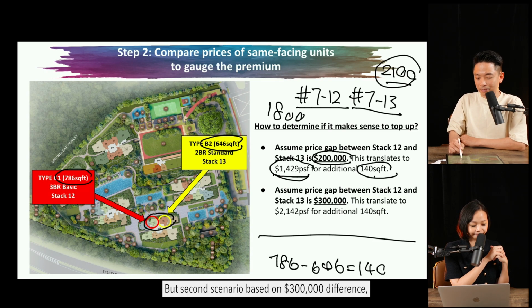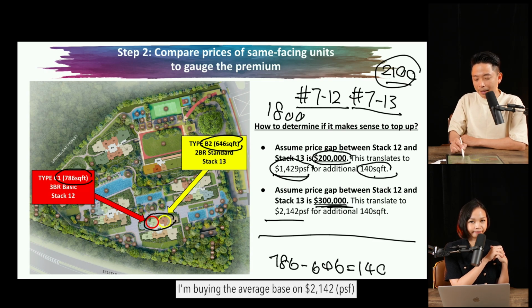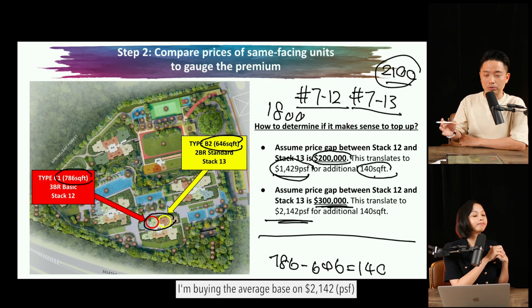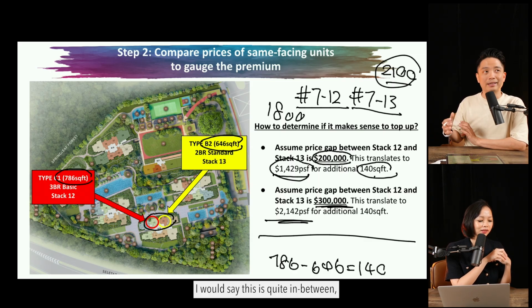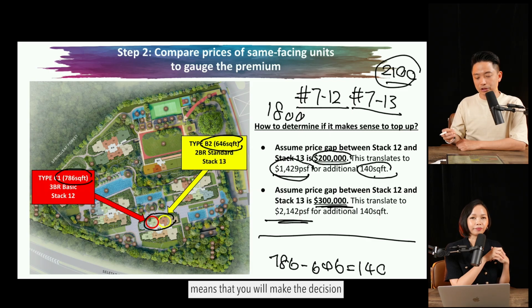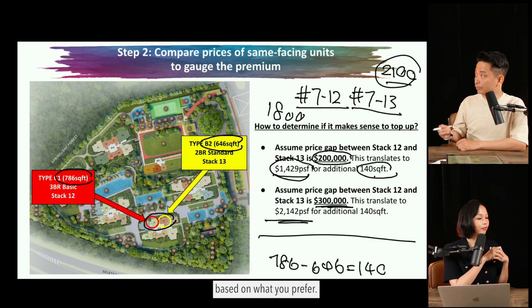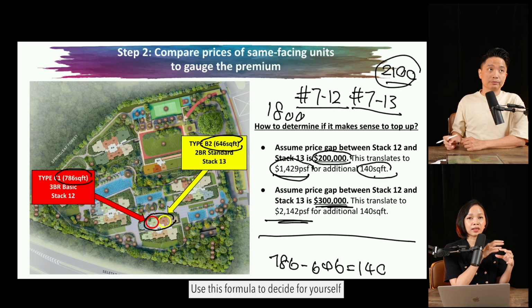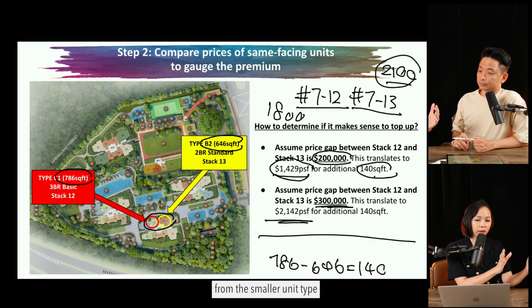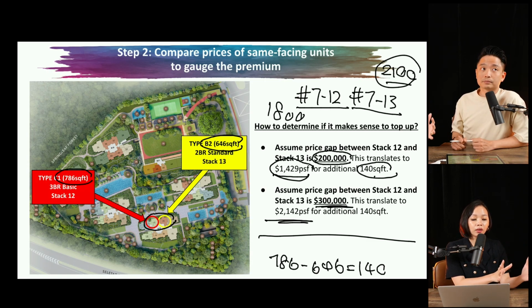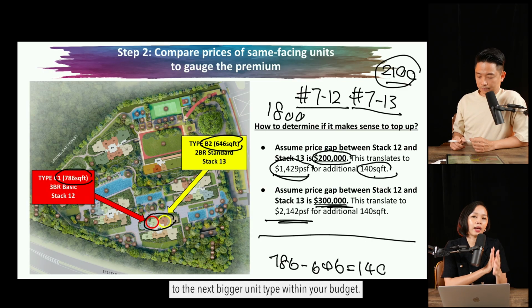But in the second scenario, based on a 300,000 difference, I'm buying the extra space at 2142. Is this a go? I would say this is quite in between, which means you will make the decision based on what you prefer. Correct. Use this formula to decide for yourself whether or not it makes sense to upsize from a smaller unit type within your budget to the next bigger unit type within your budget.